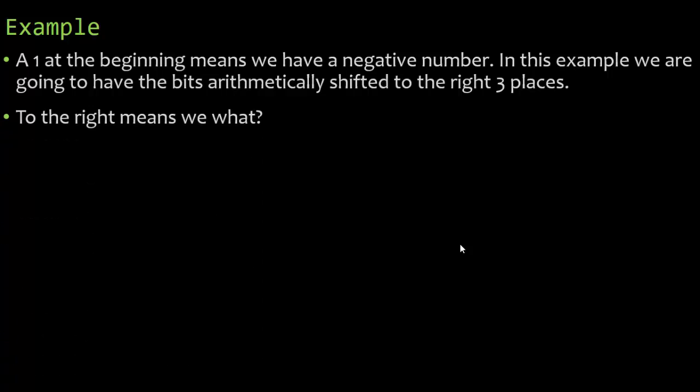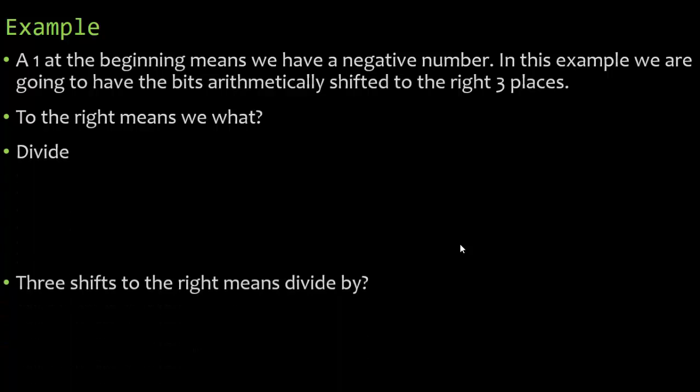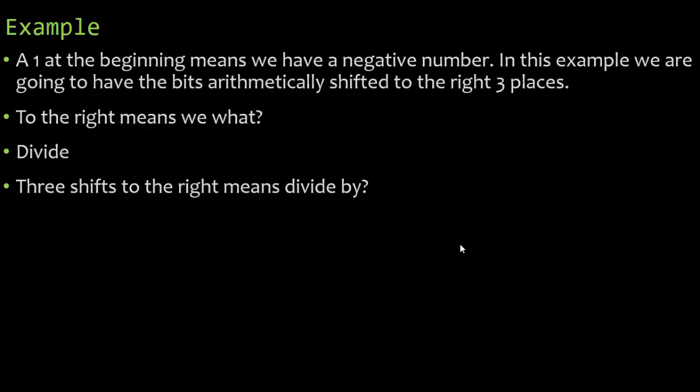Now, to the right means what? Are we multiplying or are we dividing? We're dividing. Now, 3 shifts to the right means divide by what? Well, what is 2 to the power of 3? That is 8. Now, you may be saying, well, what does it matter if I can just shift anyway? Why do I need to know this? Well, that's going to be made abundantly clear in just a few minutes.